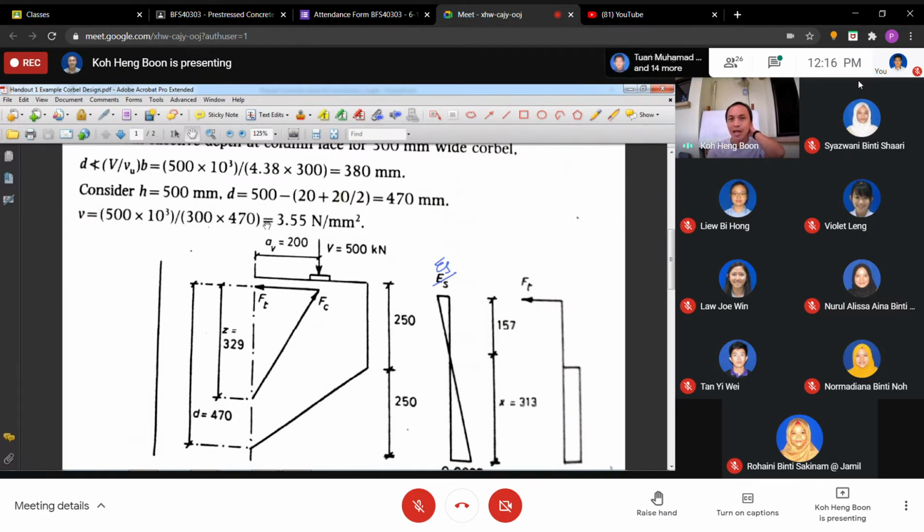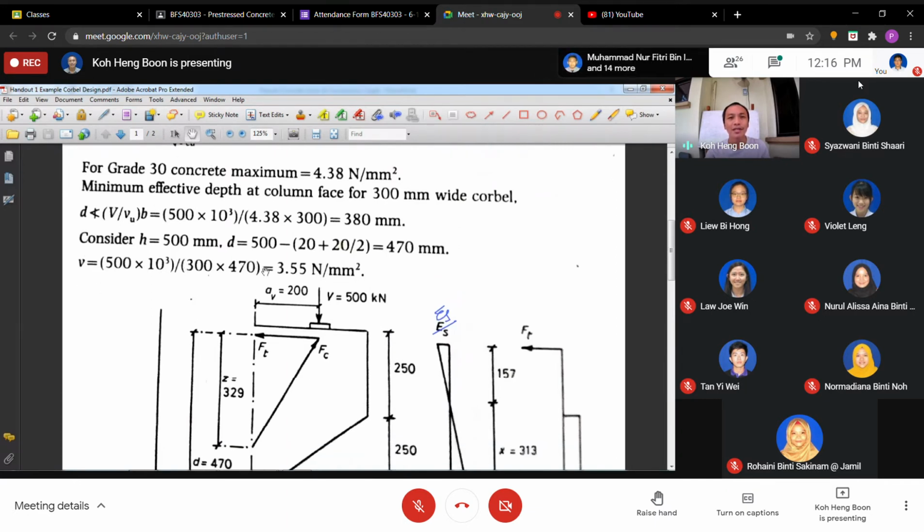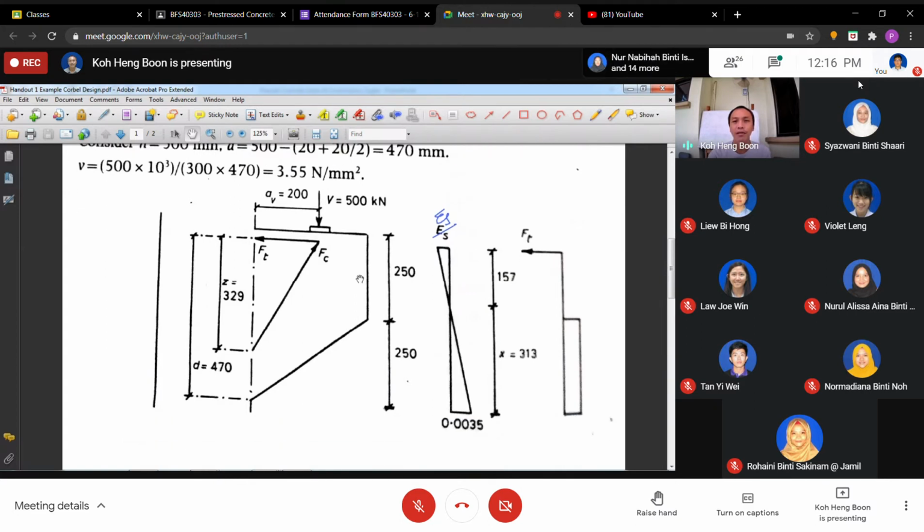So this is to get the dimension. Then you check again, based on this dimension, V over BD. B is the width just now, D is 470, to make sure it is less than 4.38. This is the design shear stress. We based on 4.38 to get the dimension, then we provide bigger. Therefore, at the end, the actual design stress will be much lesser than 4.38, which is 3.55.